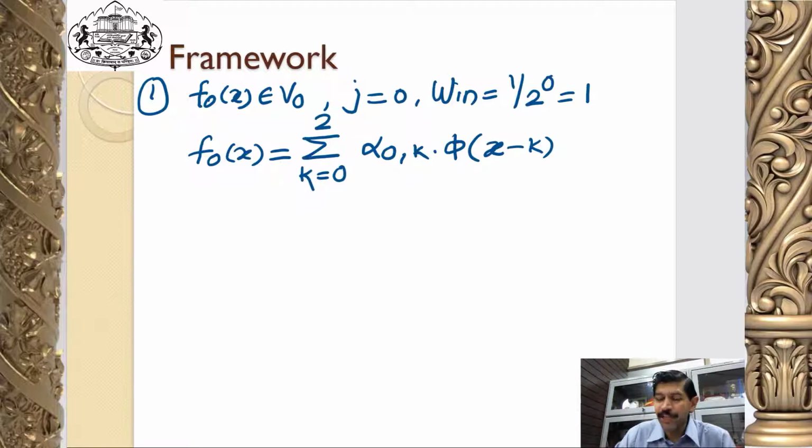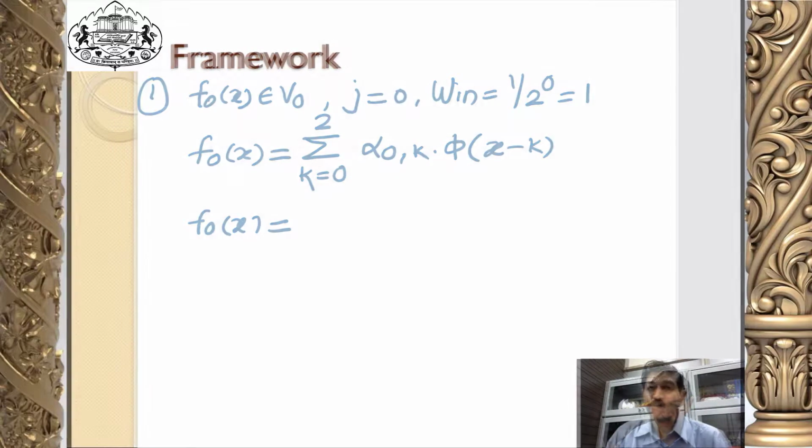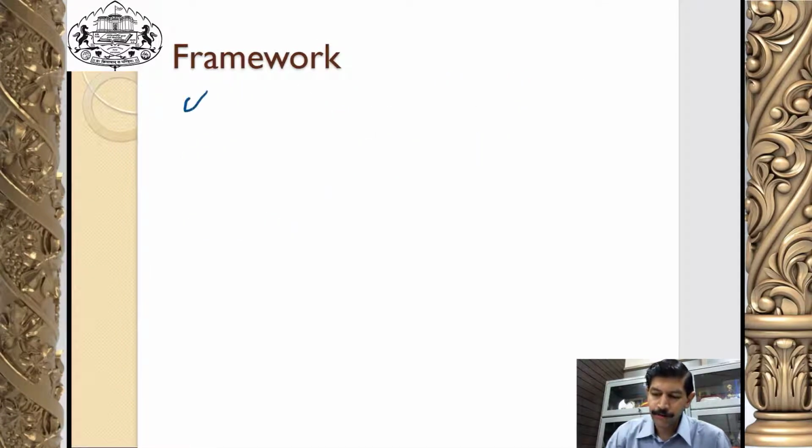And now it goes without saying that k varies from 0 to 2, so we need to calculate all the three values of alpha 0 0, alpha 0 1 and alpha 0 2. So let's first of all calculate the first alpha value, and we know that f0 of x is looking like this. We'll come back and plug in the values of alpha on this slide. So first of all, we will calculate alpha 0 0.